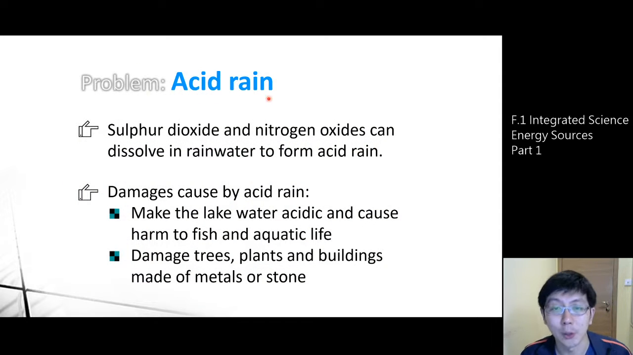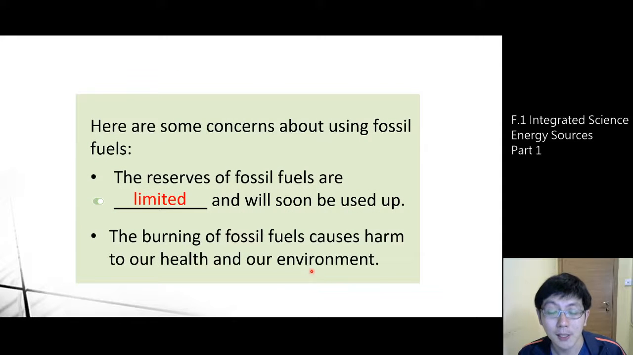Lastly, acid rain. Some of the gases, such as sulfur dioxide and nitrogen oxides, form acids when they dissolve in rainwater. So the rain becomes acidic. When rainwater becomes acidic, it may cause different types of problems. You learn this in Form 2 in detail. It can kill fish, or damage trees, plants, and buildings, and so on. So this is a very short summary of the problems associated with the use of fossil fuels.